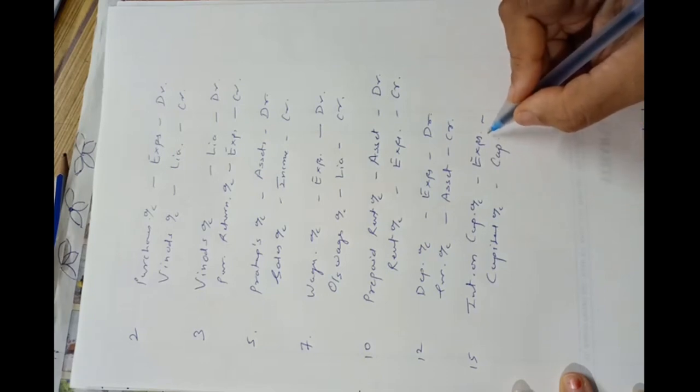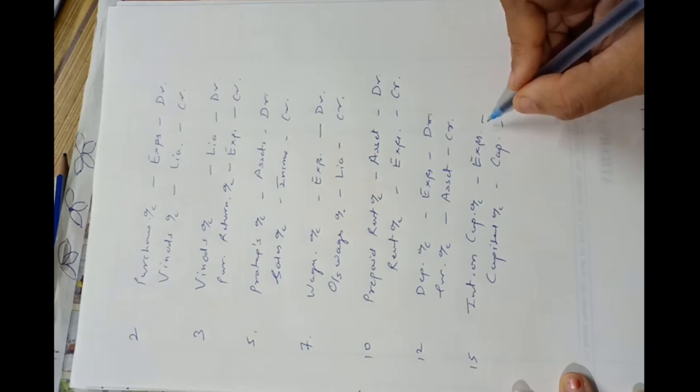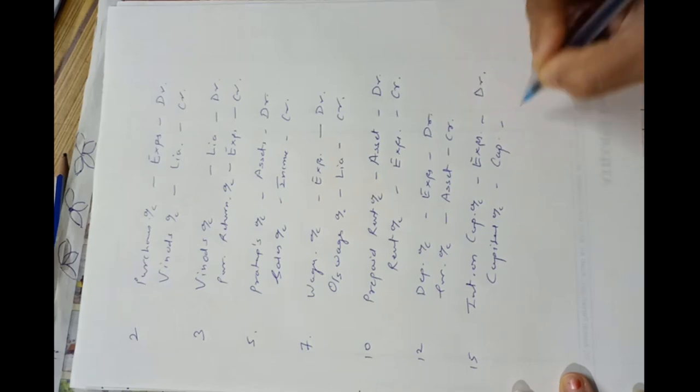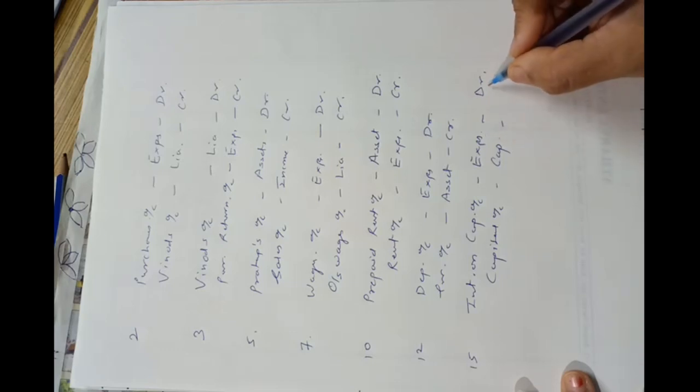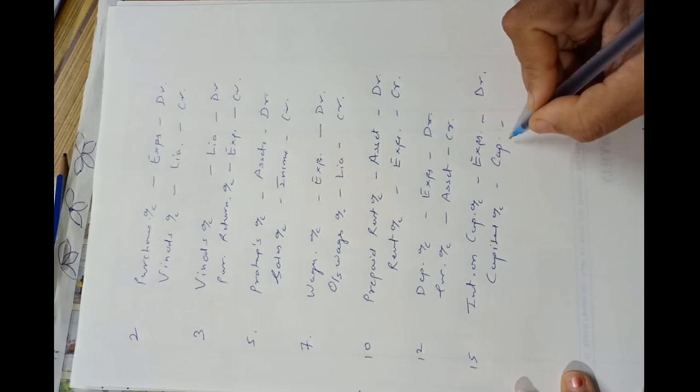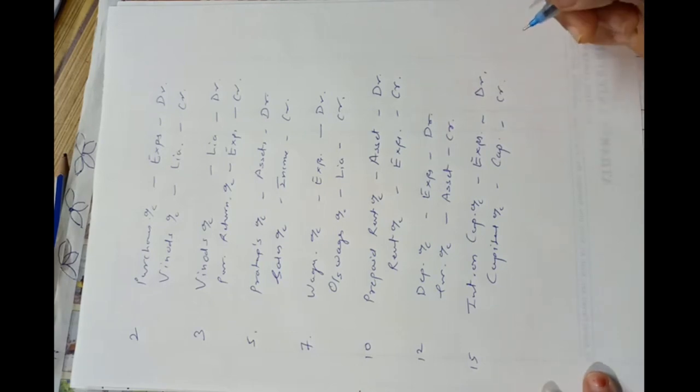By paying interest on capital, our expenses increases, so interest on capital account will be debited. We are following modern approach today, so when there is increase in expenses, it should be debited. And capital, after paying interest to owner, we will add this interest in his capital, so capital increases, so it should be credited.